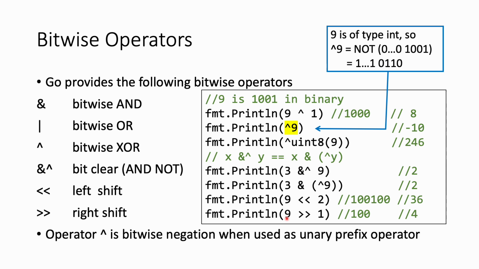And when you write 9 right shift 1, that means shifting all the bits in the binary representation of 9 1 bit to the right. It's the same as cutting the last bit of 1001 off. So the result is 100, which is equal to 2 to the second, or 4 in decimal.